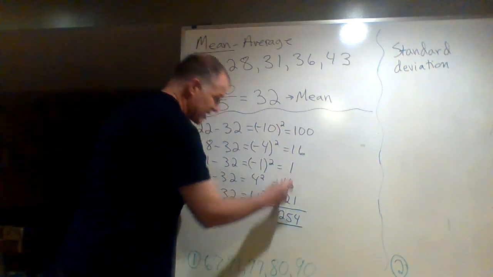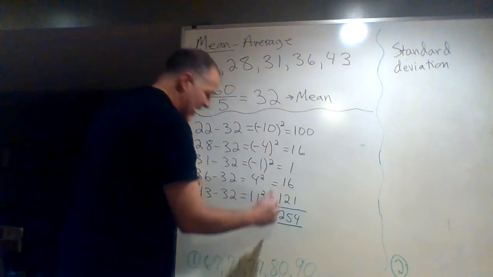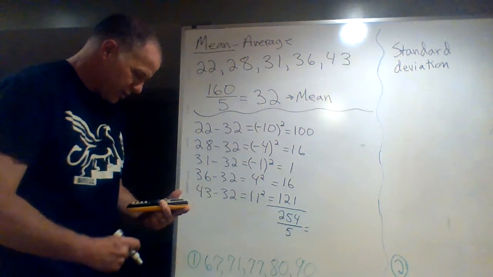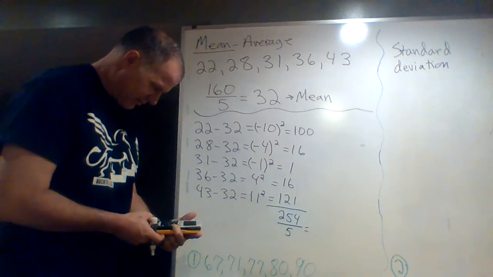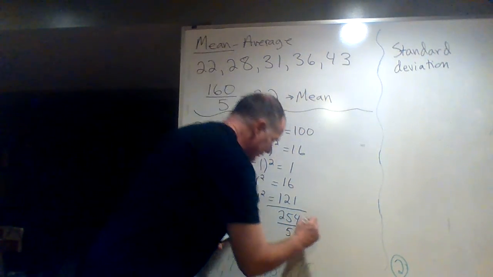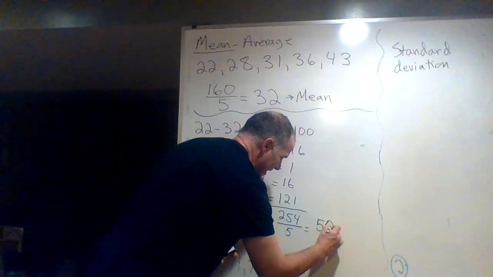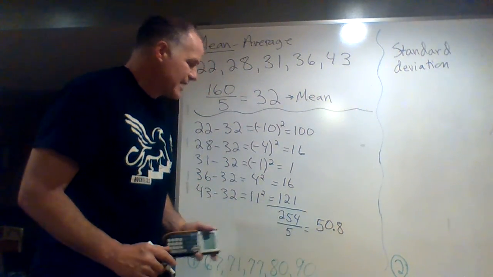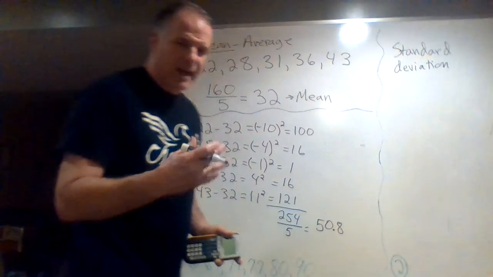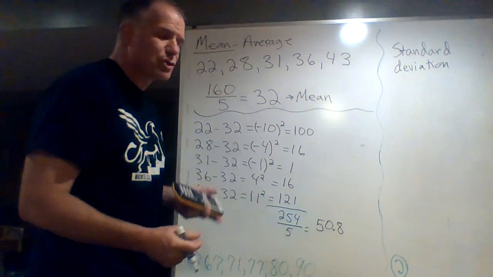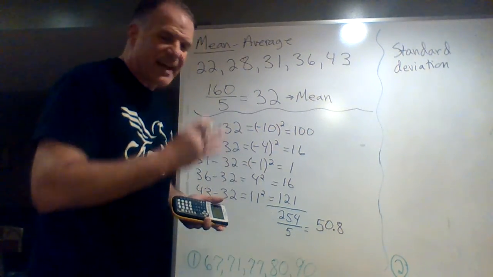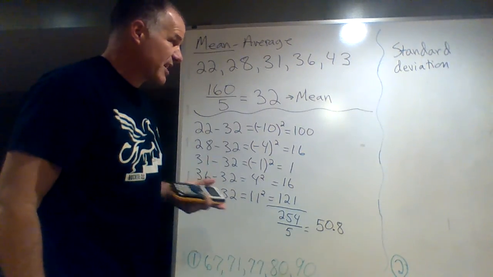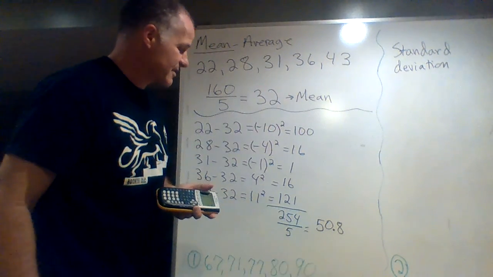I'm adding up all these variances, and there are 5 of them. So kind of like we did with the mean, we take that total and divide by 5. 254 divided by 5 comes out to 50.8. Now again, if you have a whole bunch of decimals, we'd go to 2 decimals. On this stuff, we're going to 2 decimals. In the next video, we'll do a bigger problem with more numbers, and it'll take a little bit longer. We're just going to do one together next time.